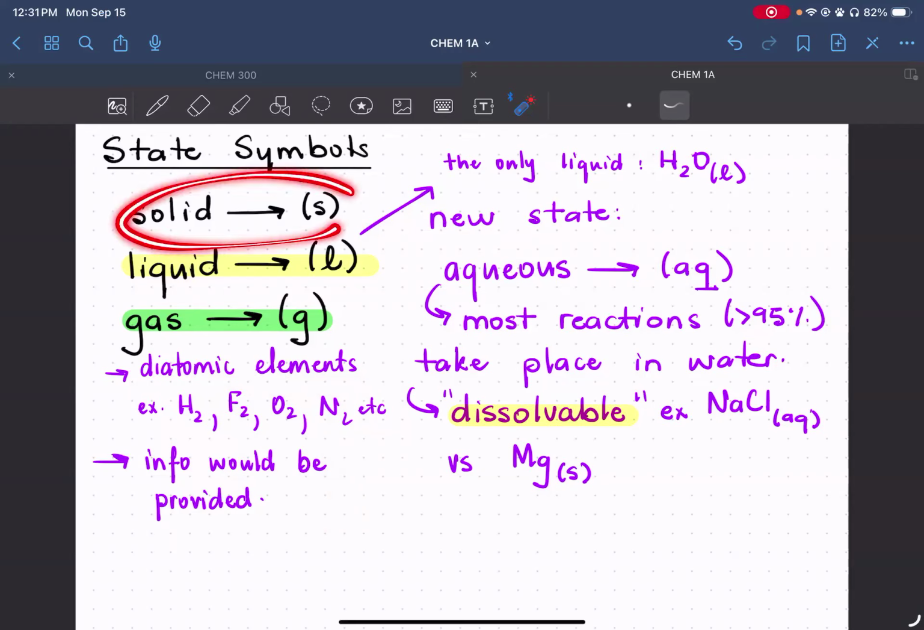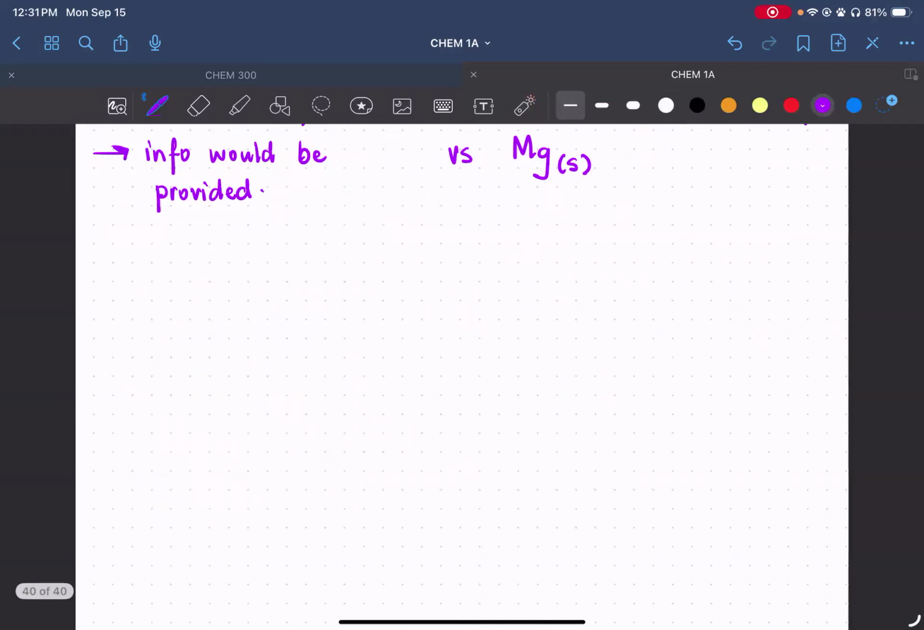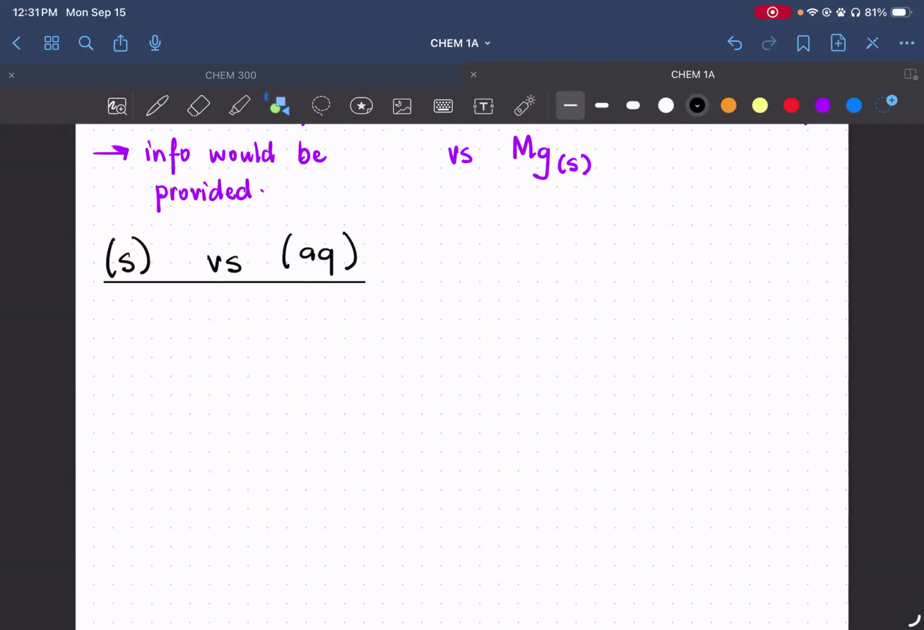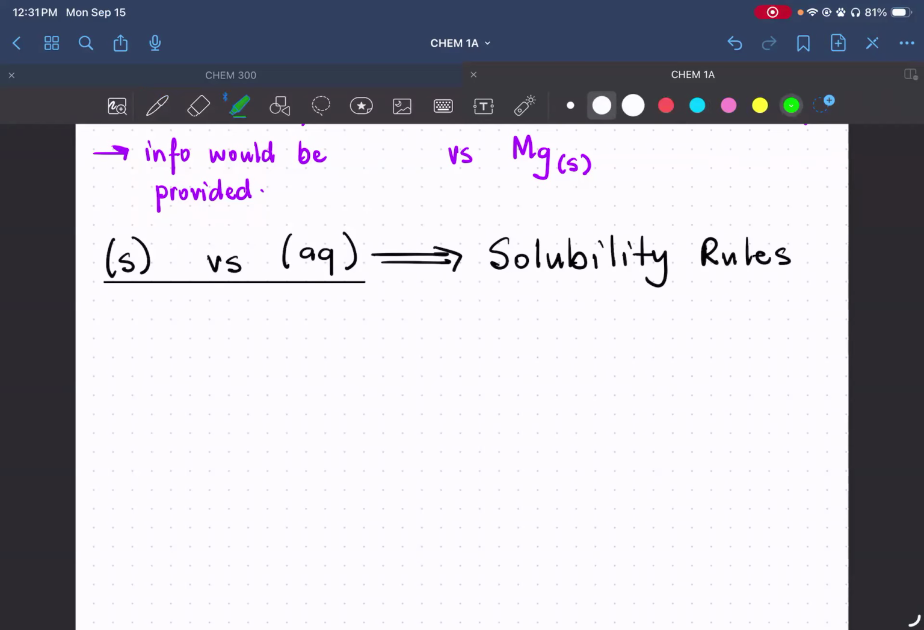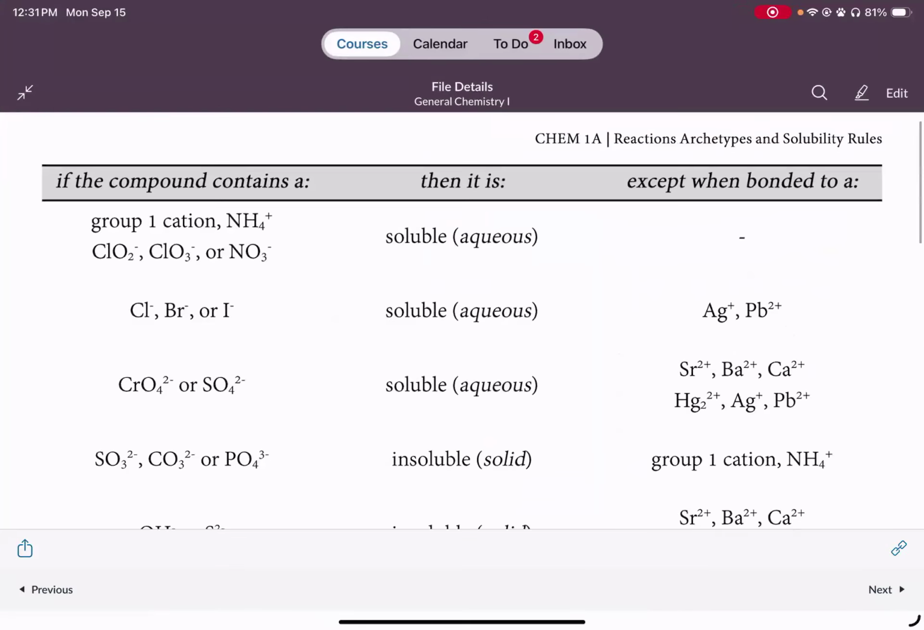So going back to our solid, how are we to know when something is dissolvable or not? Meaning, how do we decide if something is solid versus aqueous? This gives rise to the concept of solubility and its rules. That is this handout right here.